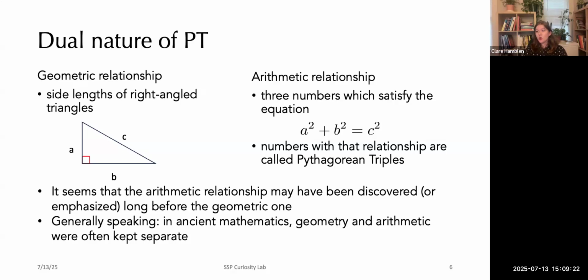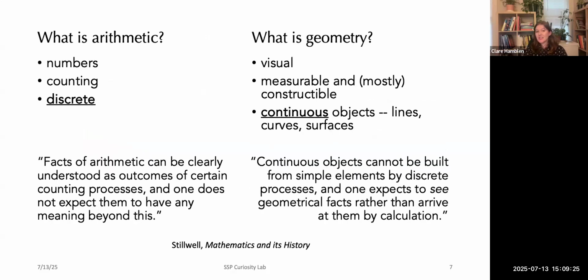That's more than just a quirk. It actually reflects something important and maybe deep mathematically. Arithmetic is about numbers and counting processes. Fundamentally, arithmetic is discrete, which is a synonym for digital, referring to the digits on your fingers. So you're thinking about enumerating quantities. On the other hand, geometry is visual. It deals with things that are measurable and mostly can be explored with constructions. And the objects that we study in geometry are continuous: lines, curves, and surfaces. So very different from the discrete numeric quantities in arithmetic.